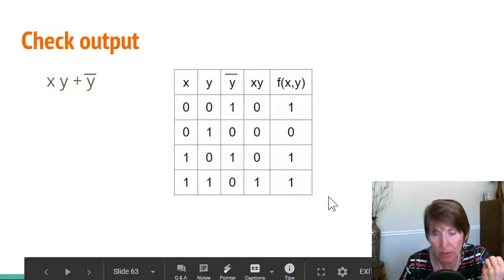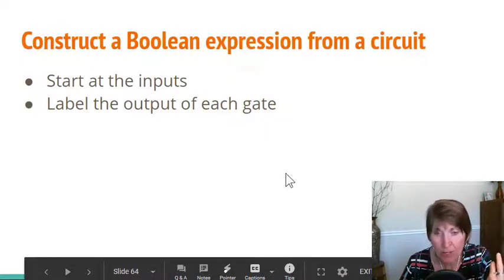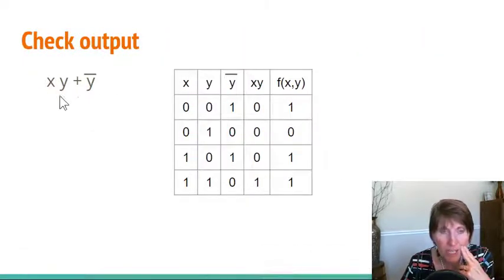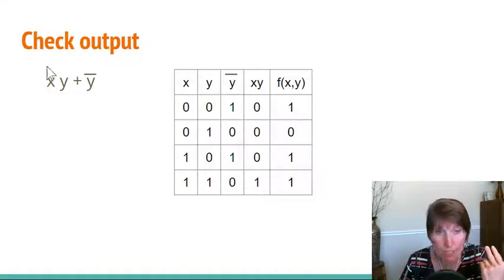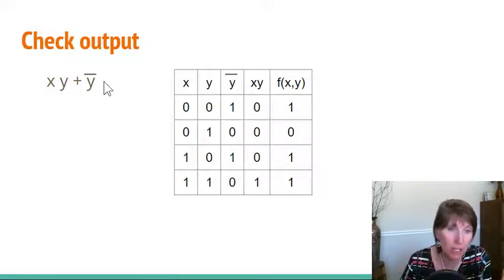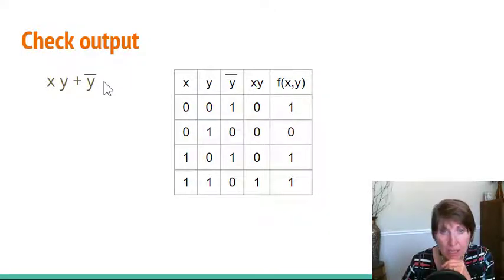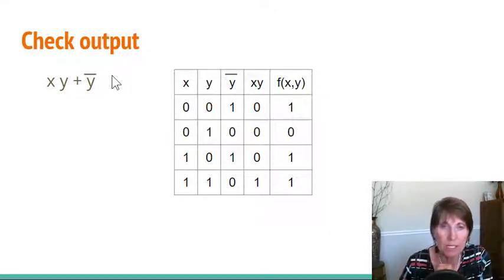And we were able to verify that with this table. Another way we could verify it is to just substitute all the combinations of zeros and ones into this expression and then compute what the end result is. So those are a couple of different ways to verify that our circuit is working the way we expect it to.